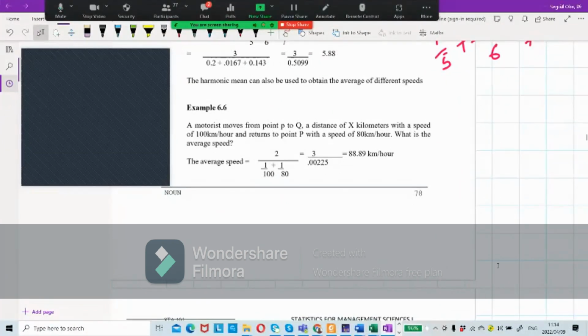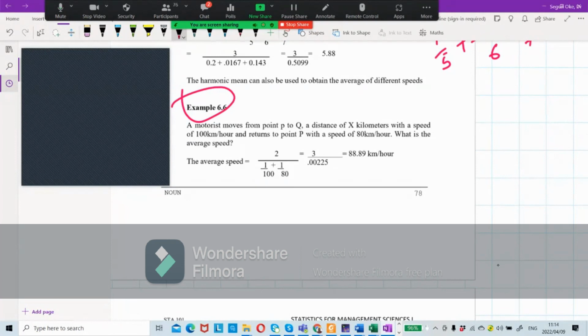So the same thing happened here. They can give you a question, example 6.6: a motorist moved from point P to Q, a distance of S kilometers with a speed of 100 kilometers per hour, and returned to the point P with the speed of 80 kilometers per hour. What is the average speed? What is the average speed in this case?